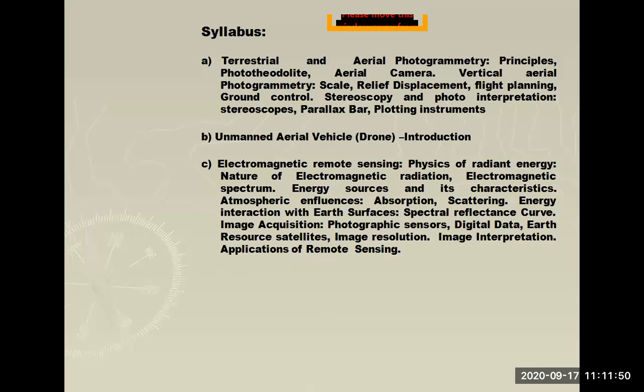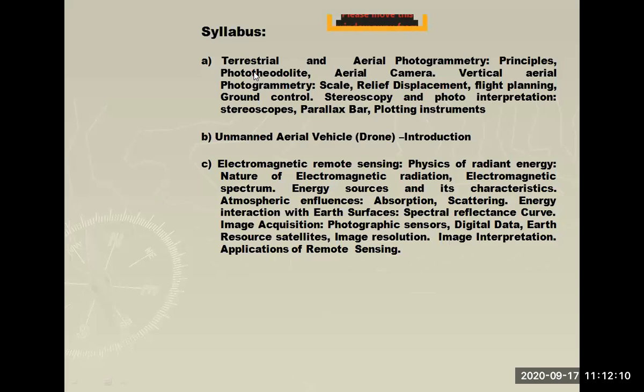By remote sensing techniques, that survey we are doing. Are you getting? Remote sensing techniques, it means without physical contact. Without physical contact, we can do the survey. So that is nothing but the remote sensing. So what we have to study and learn in this remote sensing?